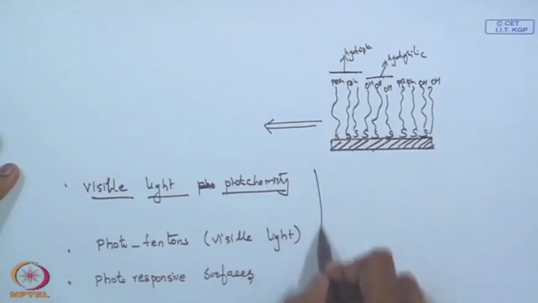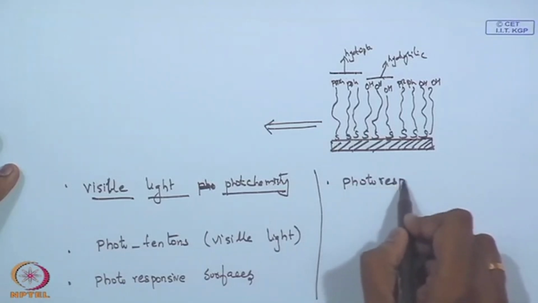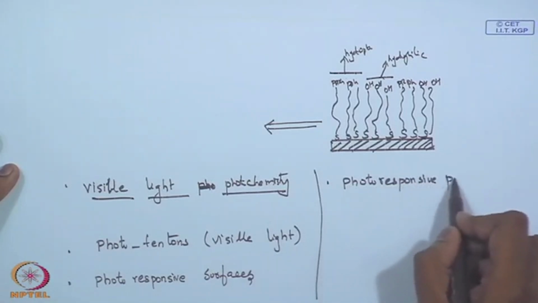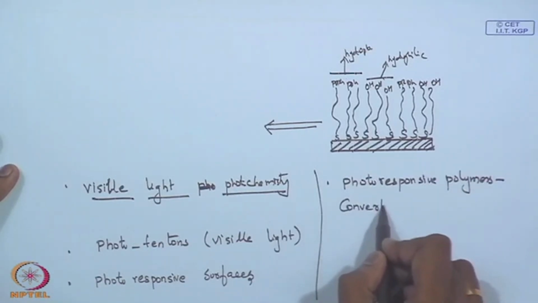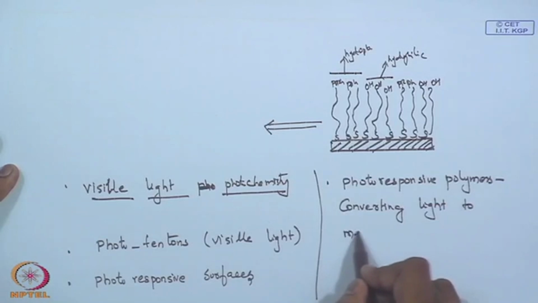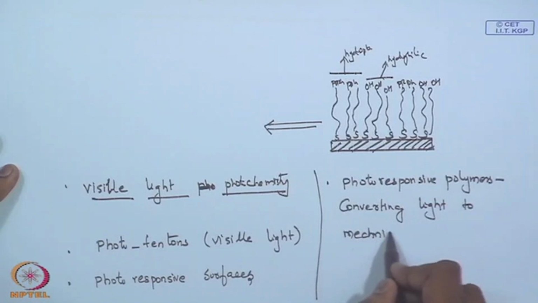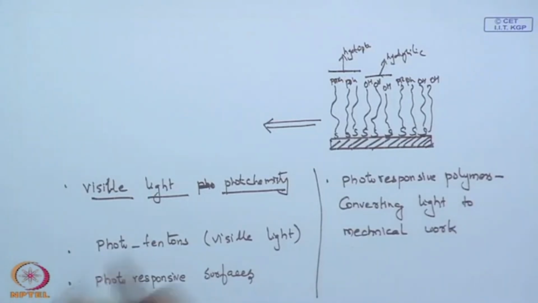And finally, another area which people are working on is photoresponsive polymers, for converting light to mechanical work. That is also a new area which has been started. So these are all upcoming areas in photochemistry. Fine. These are some of the applications of photochemistry, and there are many other applications, like photodynamic therapies and other things, but I have just touched on the new areas.